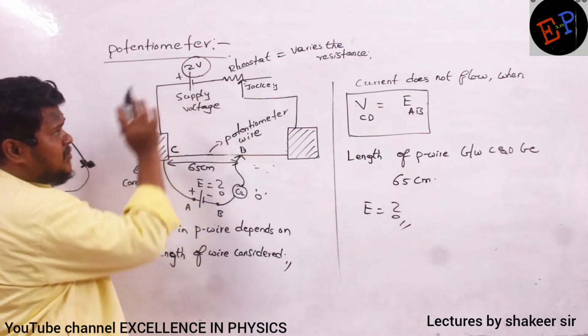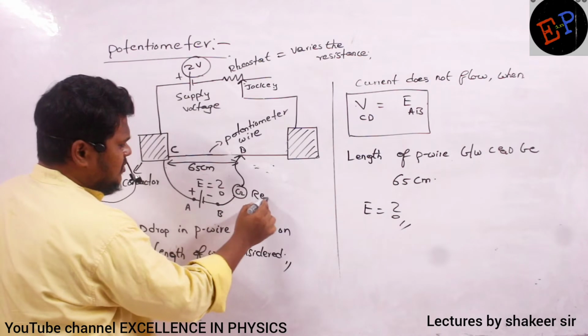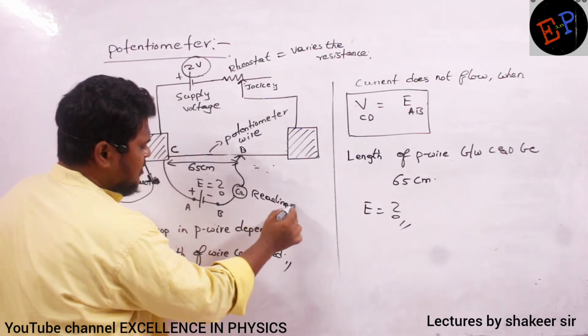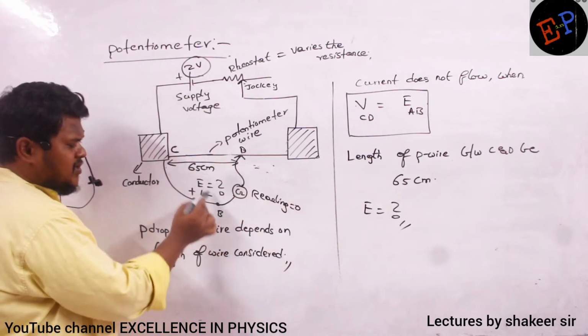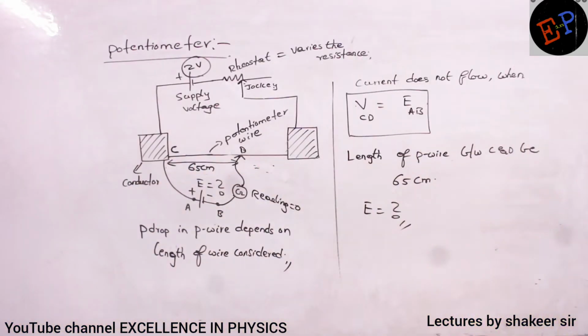Supply potential is 2 volts. Now here the galvanometer reading is how much? Reading of the galvanometer I got 0. Now can you say what is the EMF of this cell? 2 by 65.